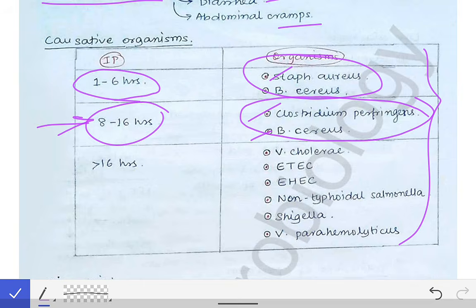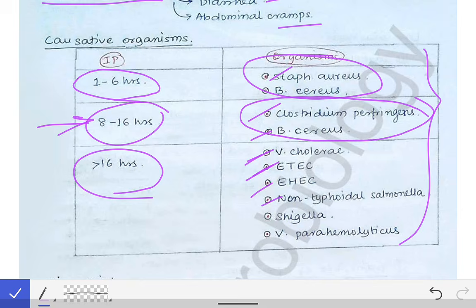And if they give you a clinical history that there has been a time gap of more than 16 hours from eating the food till the presentation of the symptoms, then you have to mention these organisms. What are they? Vibrio cholerae, enterotoxigenic E. coli, enterohemorrhagic E. coli, and the non-typhoidal Salmonella.